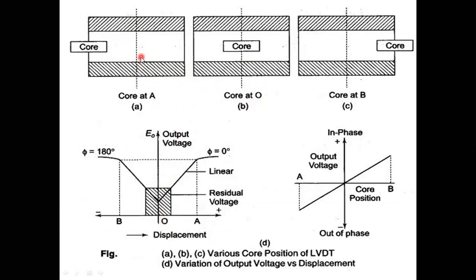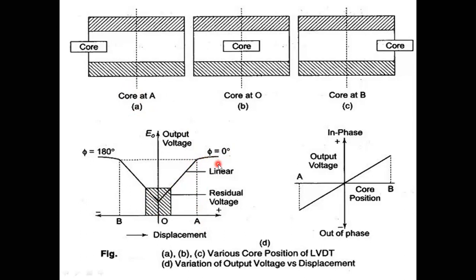And if the core moves towards the left hand side, then the phase angle for this one is phi equal to 0 degrees. A linear graph I am going to obtain here, and this is the residual voltage. Some residual voltage takes place here. Up to here, I got it linear, up to 5; below 5 I am going to obtain the graph linearly. Above this 5, the deviation part will take place.